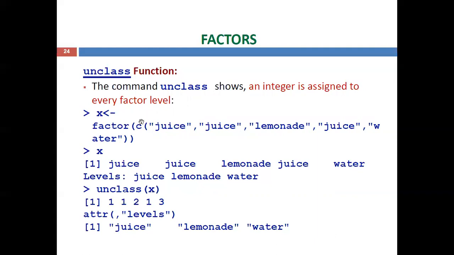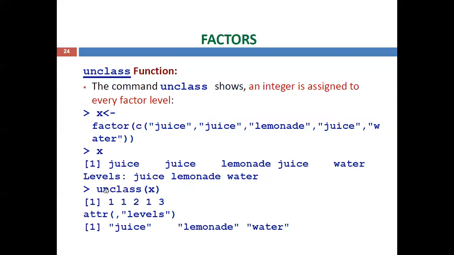Let us see the example. You can call the same vector x, which is a combination of juice, lemonade, water. So x equal to factor of c of juice, comma, lemonade, comma, juice, comma, water. Then you can call x. Now x contains all these values and levels are sorted in order. Now you can call unclass of x.